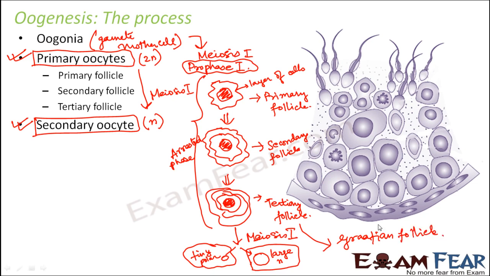So now what is there? Now what is your final structure? So you have a structure like the Graafian follicle, which is a matured tertiary follicle, and inside you have a large secondary oocyte. So that is your final structure. So outside, the entire structure is a Graafian follicle, and inside you have a secondary oocyte which is haploid, which is a haploid cell, correct? So this is our final structure that we have.